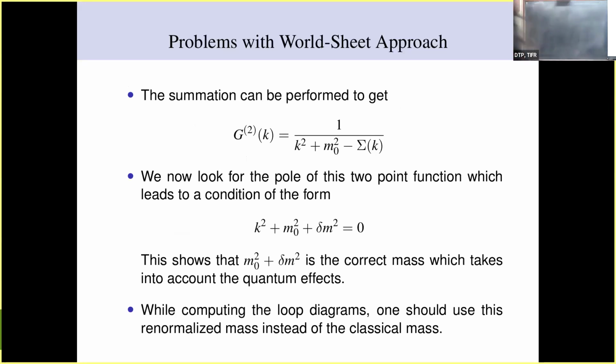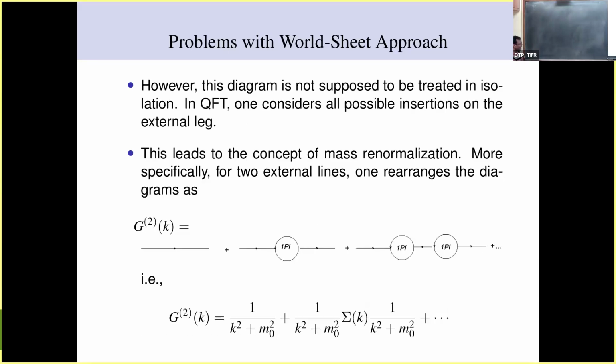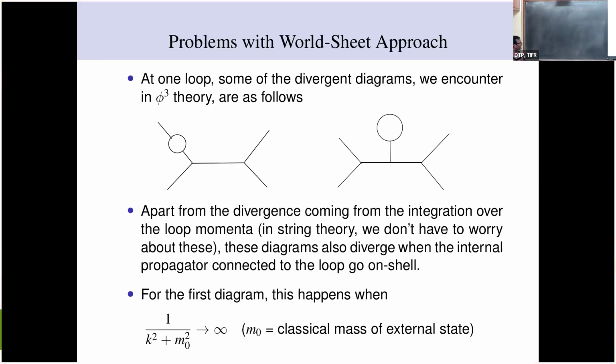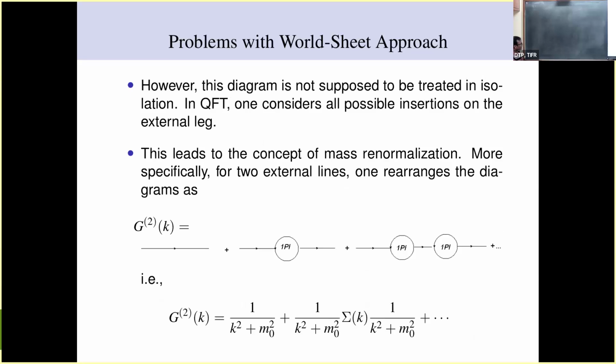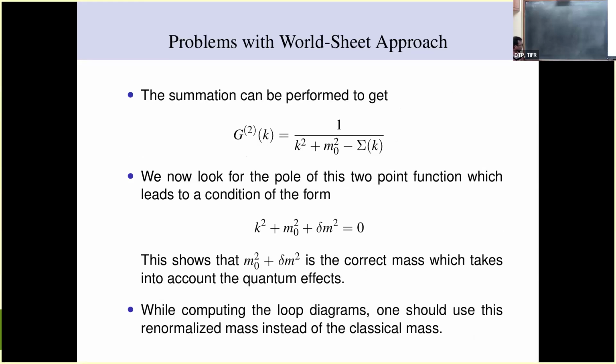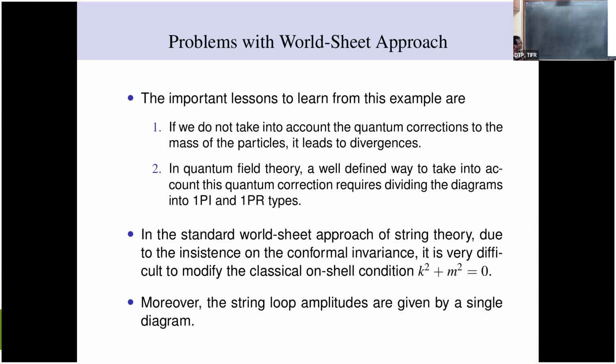and this infinite series can be summed formally. What we do is we look for the pole of this 2-point function, which in turn leads to a condition of this type: k² + m₀² + δm² = 0. What it shows is that m₀² + δm² should be the correct mass, which takes into account the quantum effects. If we use this value of mass for our calculation, then we don't encounter this sort of divergences. So for computing loop diagrams, we should use this renormalized mass instead of the classical mass m₀.